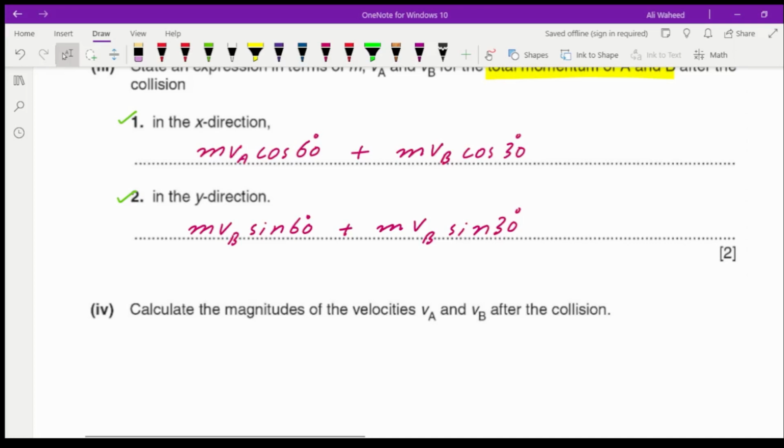What should be the process to find these velocities? What should be done to begin with? The thing is, we can apply the law of conservation of momentum. Okay, we can safely apply the law of conservation of momentum. And once we apply it, we can find these velocities, VA and VB.